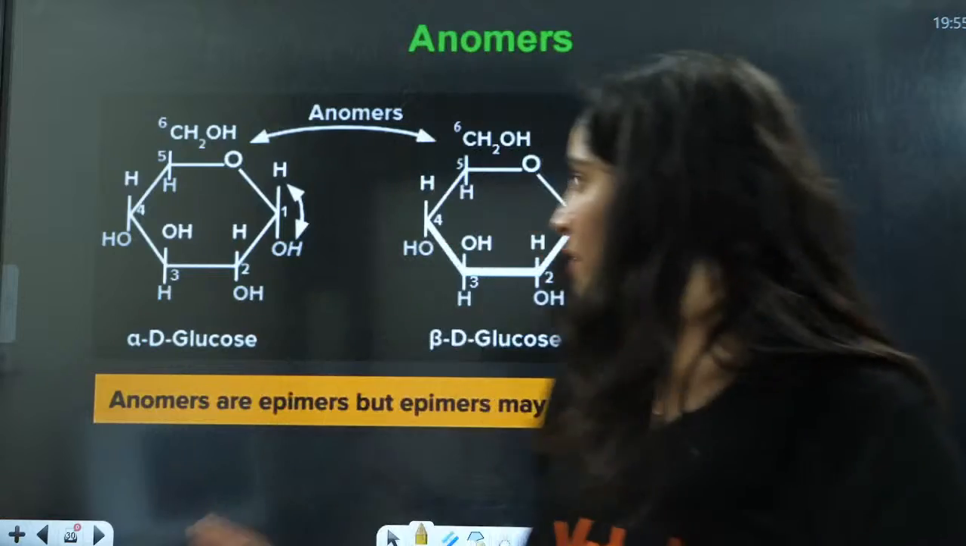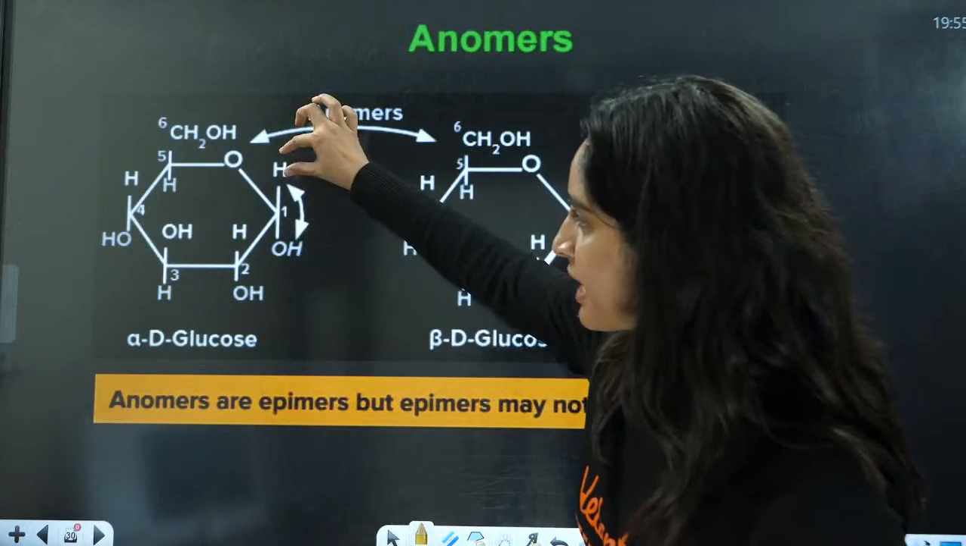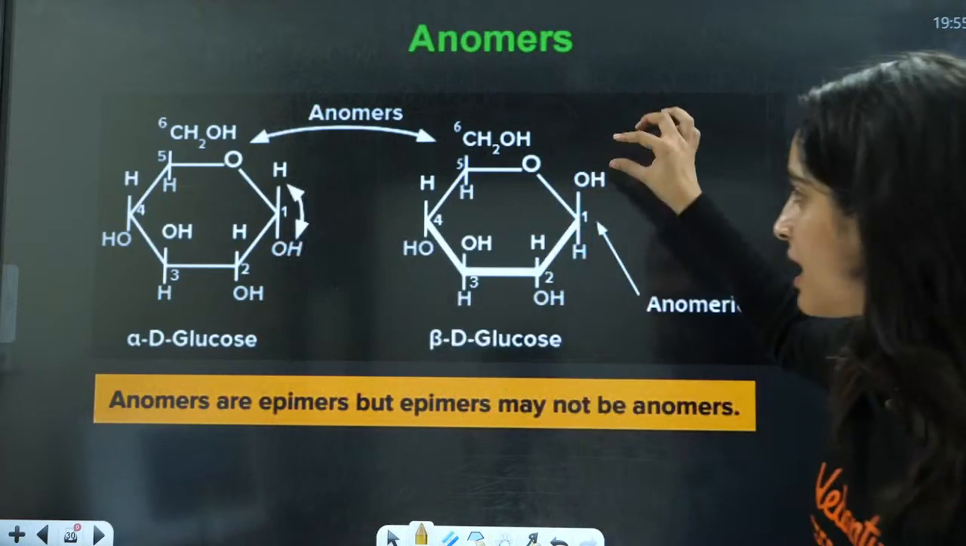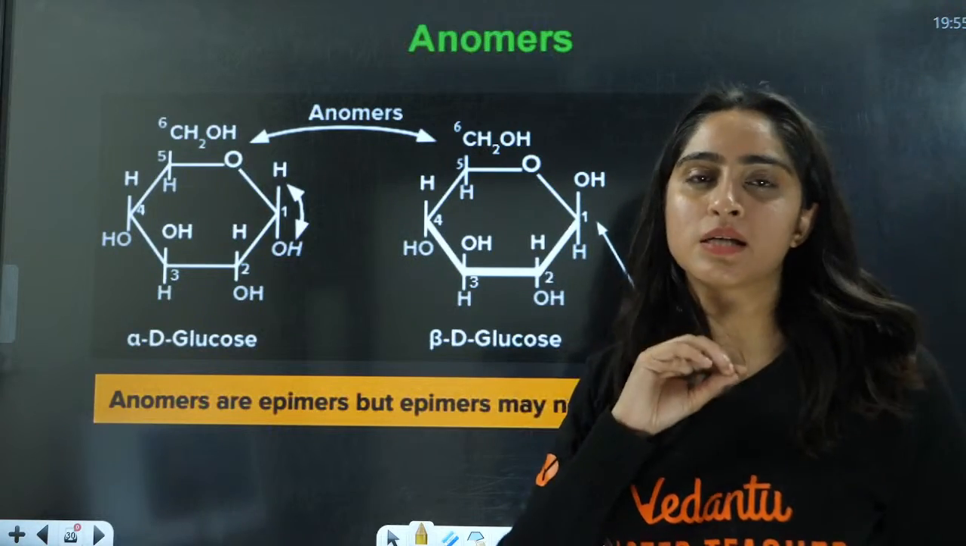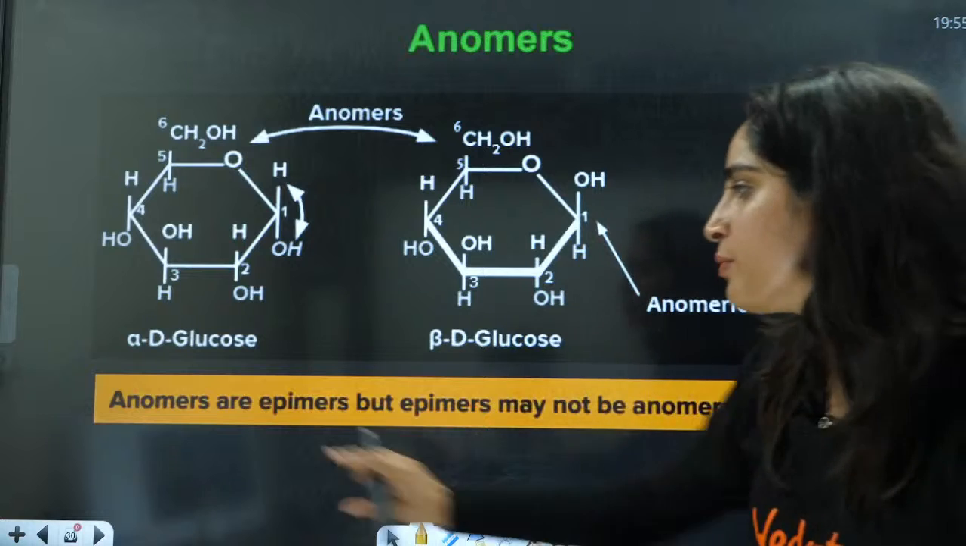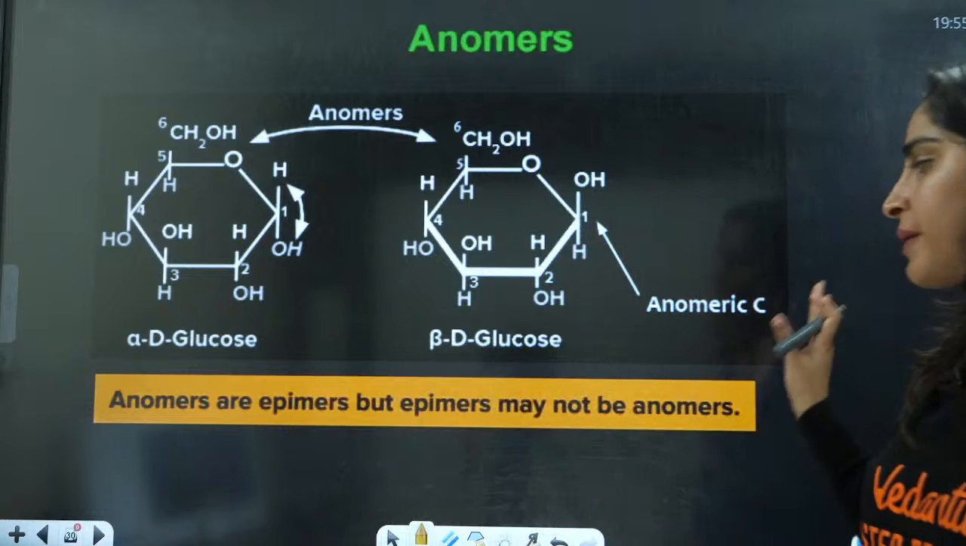So these are anomers, right? On the first position, this is H on the upper side, OH on the down. This is OH on the upper, H on the down. These are cyclic epimers, that is anomers. And anomers are epimers, but epimers may not be anomers.